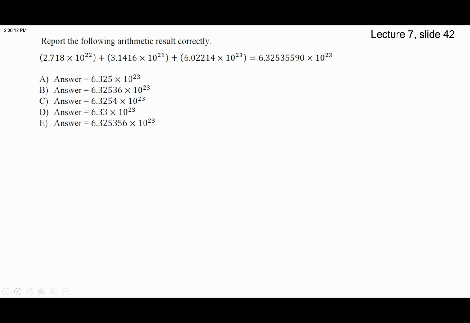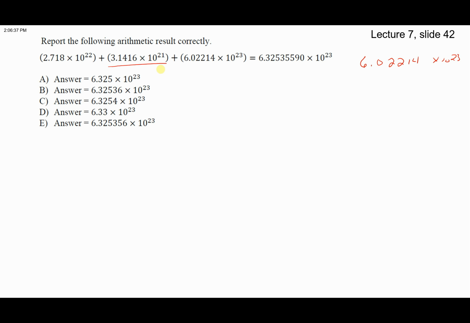Report the following arithmetic correctly. Okay, cool. So this is an addition. The best way to do these and solve these problems is look at the answer and look at what the exponent is in the answer and do the math that way. So we have 6.02214 times 10 to the 23rd power.